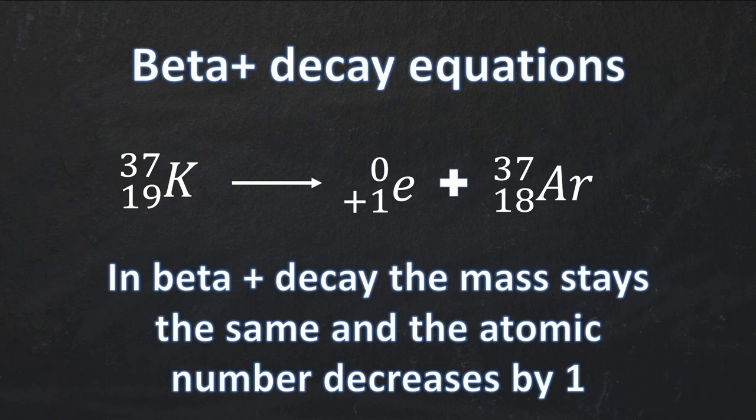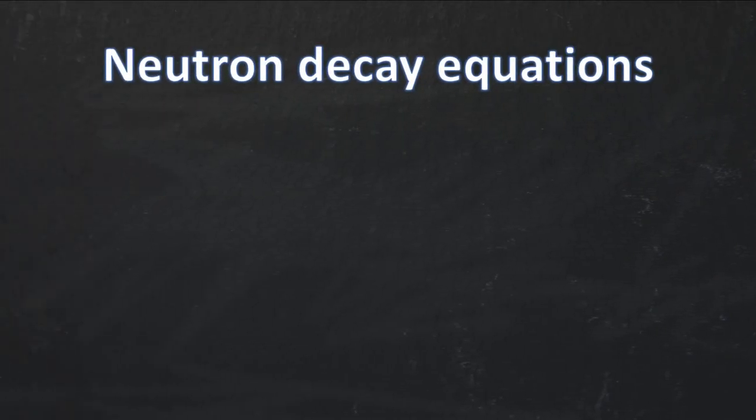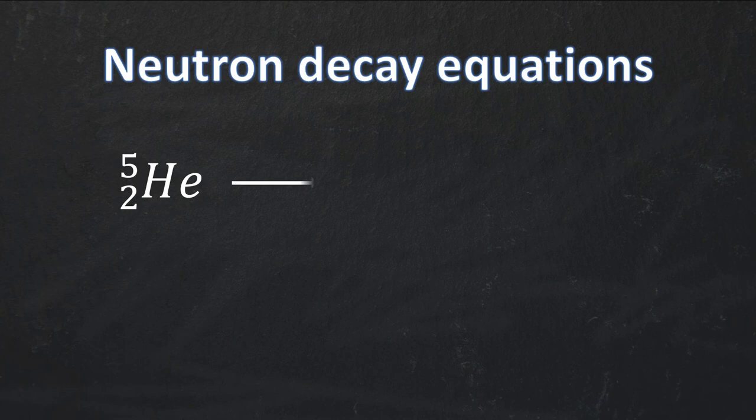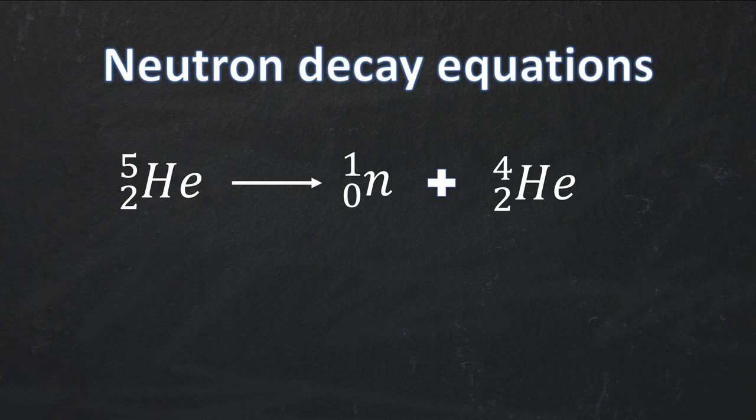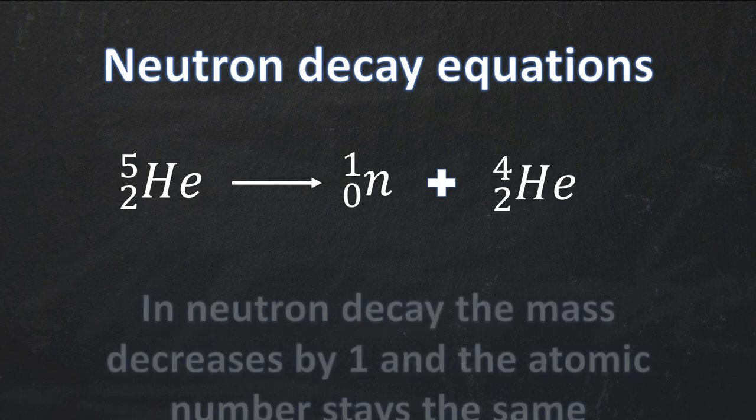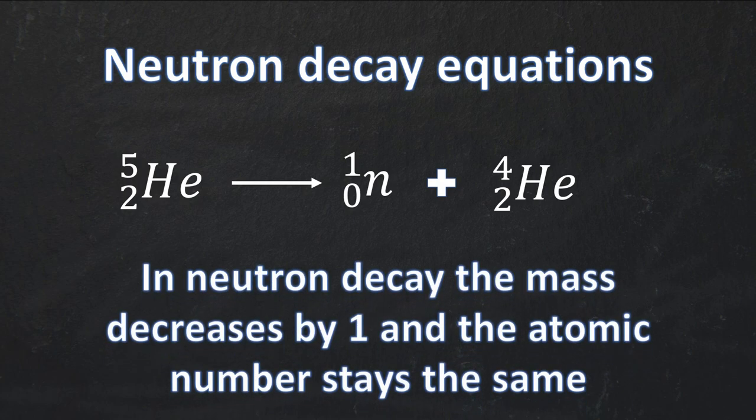Now the final radiation decay is neutron decay. Here we have an isotope of helium-5. It's releasing neutrons as it decays. So the products would be 1 neutron plus helium still. Because a neutron has been released and no protons have, therefore the atomic number stays the same. And remember, atomic numbers define the element. To summarise, in neutron decay, the mass decreases by 1 and the atomic number stays the same.